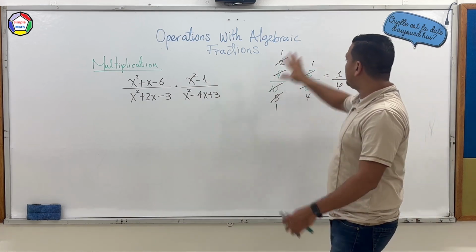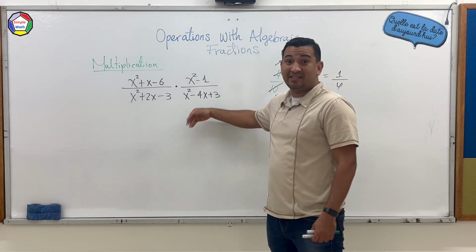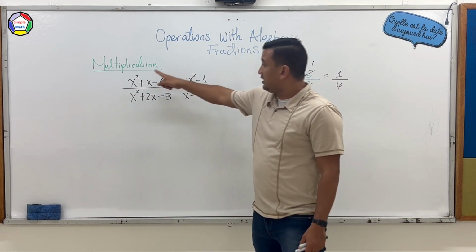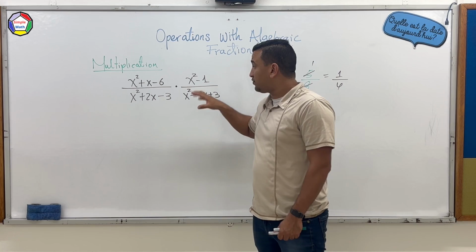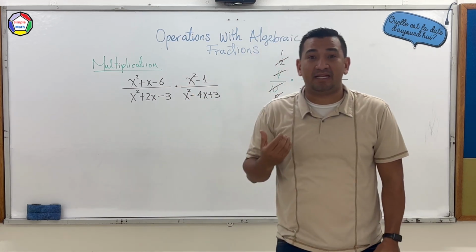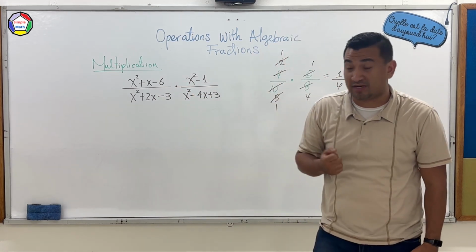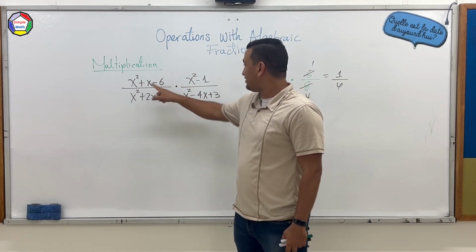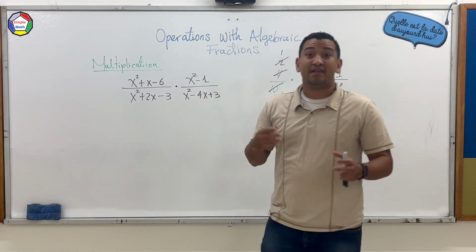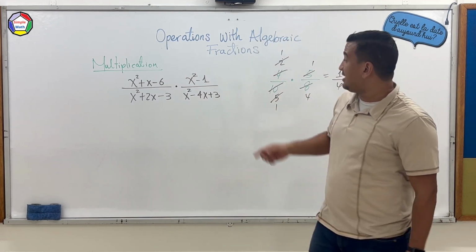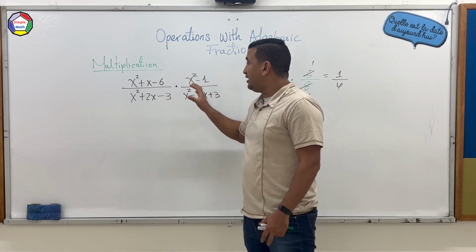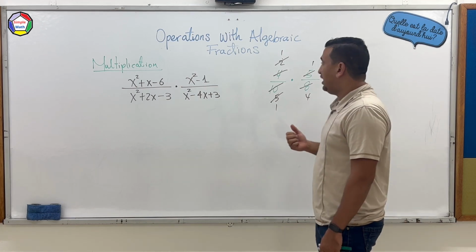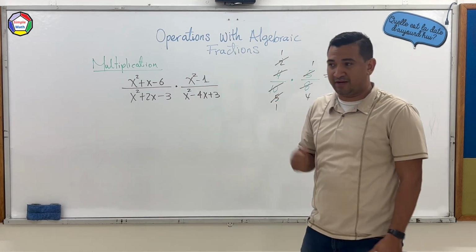So we will use the same strategy here. What is the problem? On each part of each fraction, there is a multiplication, there is a factorization case. So I cannot simplify this x with this x, this x with this x. No, it's not possible. First we need to factorize. That is the method I will use here to solve the multiplication of the two algebraic fractions.